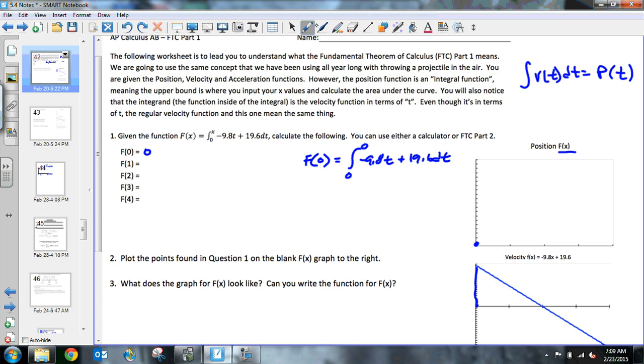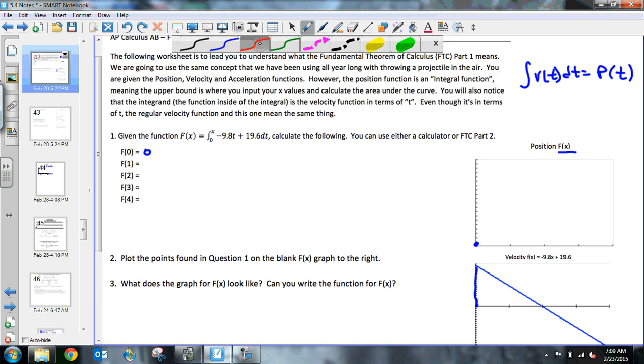Okay? So now what I'm going to do is find big F of 1. And what I'm doing here is finding the area under the curve between 0 and 1. So 1 is the upper bound of my integral now. Okay, that's my input into this function. And I'm going to calculate the area under the curve.